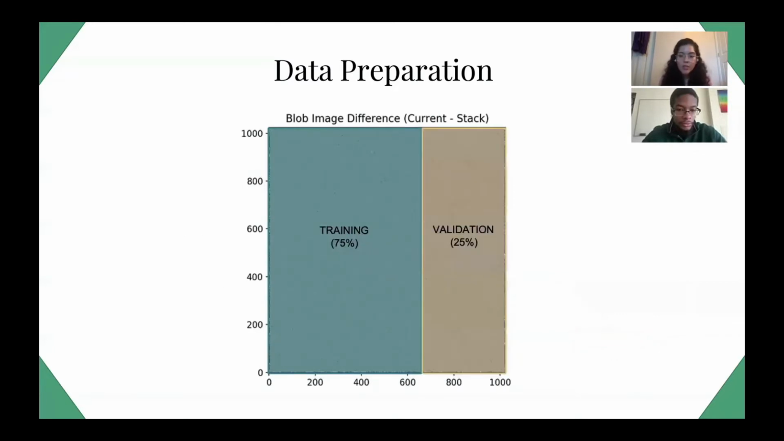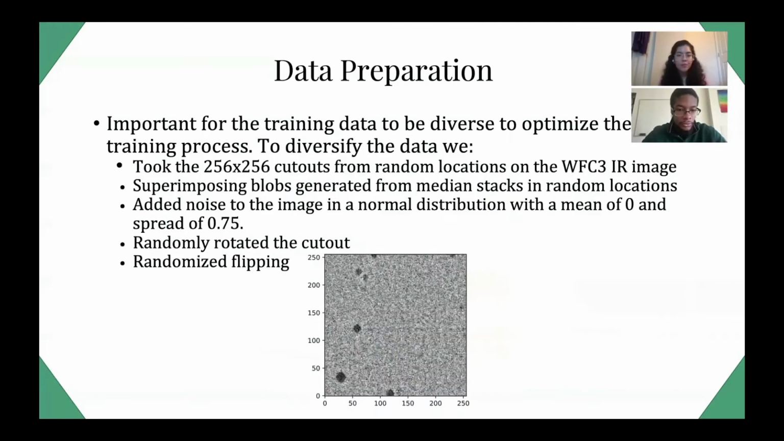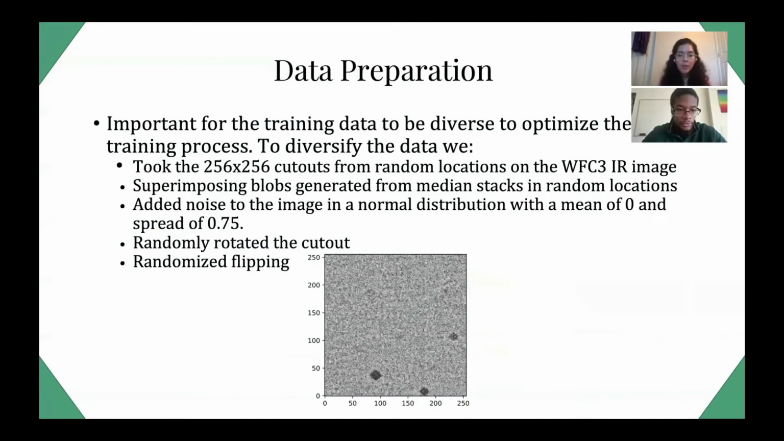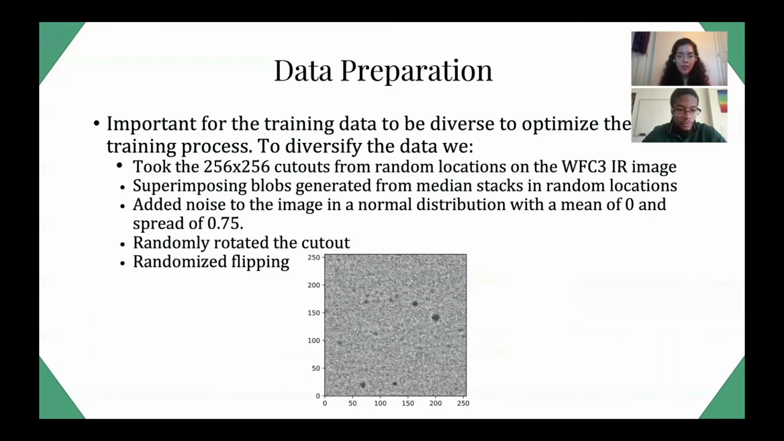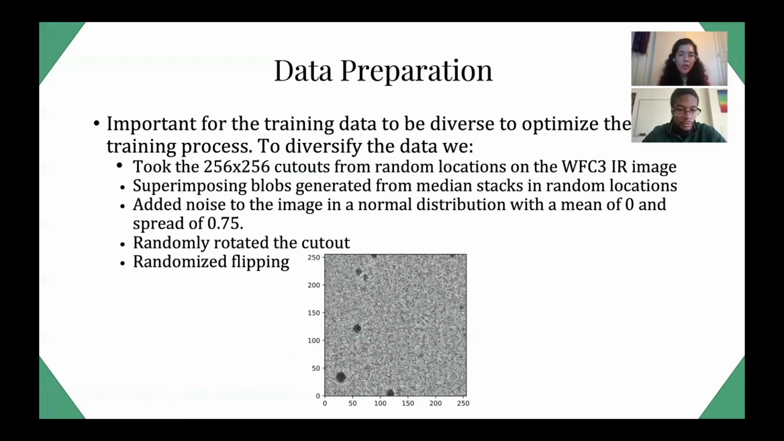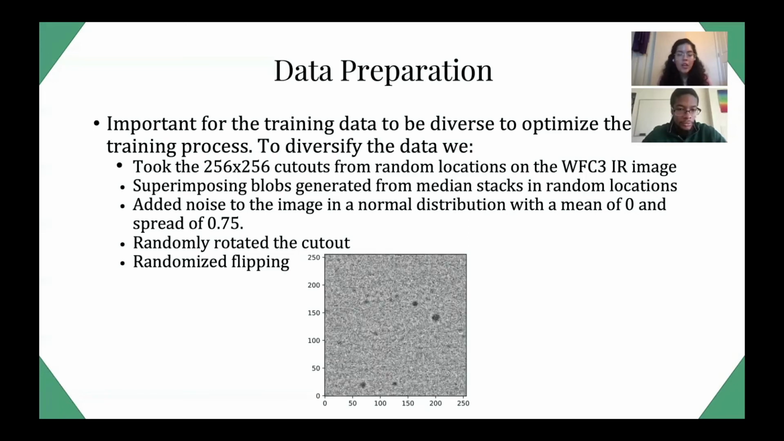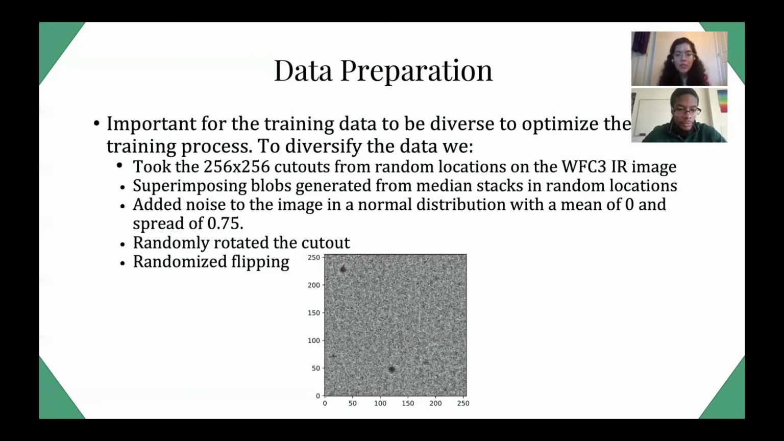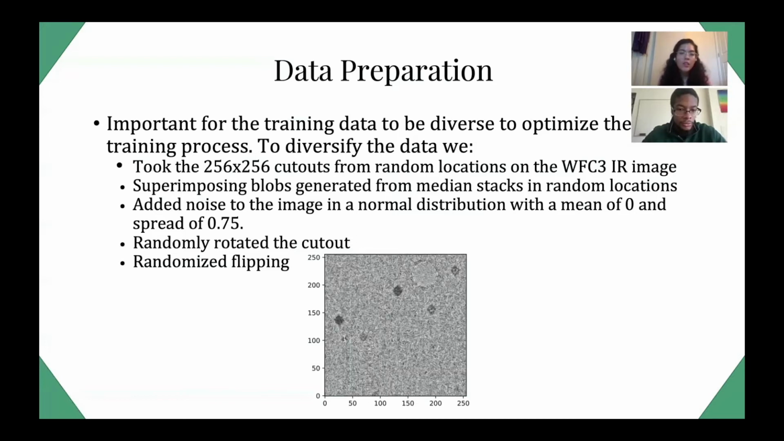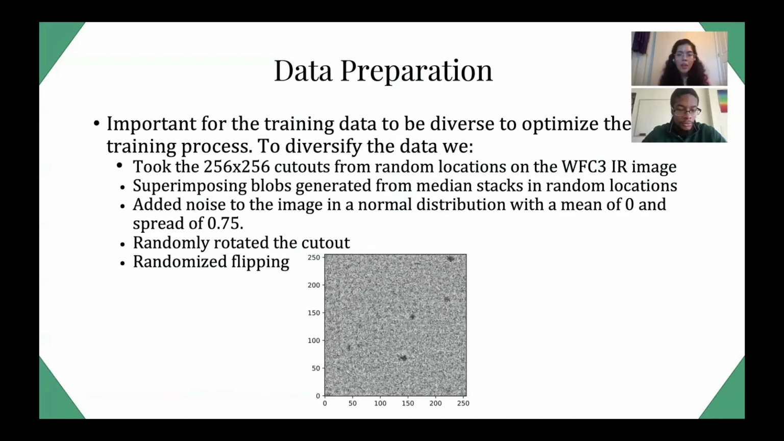To create the subframes, we first separate the full frame image between our training population and our validation population. So 75% of the image goes to training, the remaining 25% goes to validation. After we split up the full frame based on training or validation, that is when we begin to diversify the data. The first step is we take random 256 by 256 cutouts, or subframes, of that region of the IR full frame.